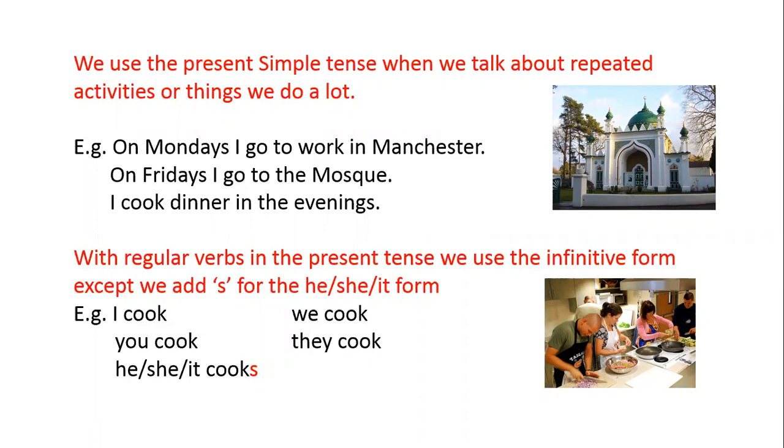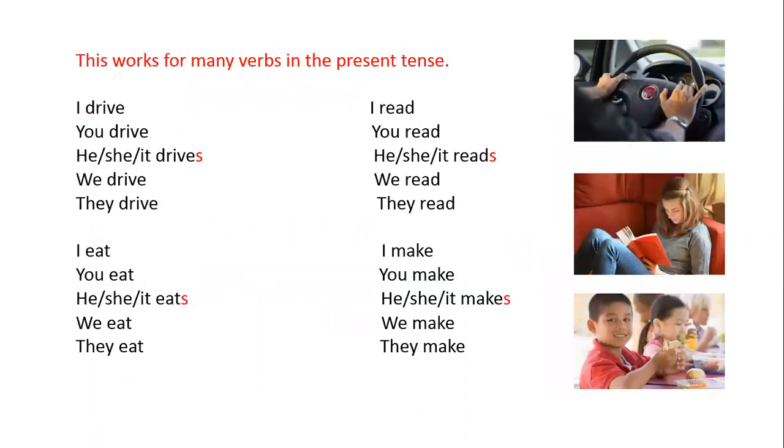So with regular verbs in the present tense, we use the infinitive form, except we add s for the he, she, or it form. Example, I cook, you cook, he or she or it cooks, we cook, they cook. So this works for many verbs in the present tense. For example, drive, read, eat, and make.